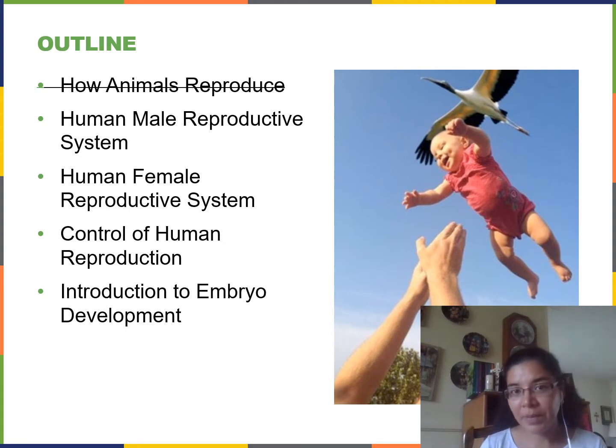The outline for the PowerPoint is the human male reproductive system, and then we'll see how those organs aid in the meiosis, gametogenesis of the sperm, the spermatogenesis. We'll look at the human female reproductive system and the organs that aid in the development of the ovum. And so meiosis applied to the formation of the egg, the ovum. And then control of human reproduction. We'll end with a little bit of an introduction to human embryo development.